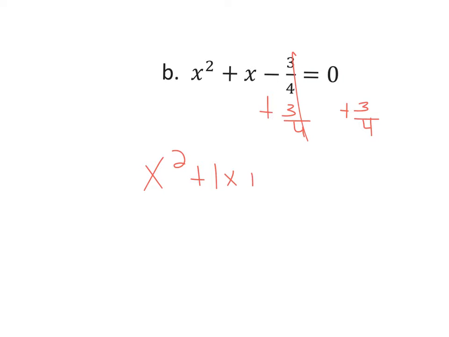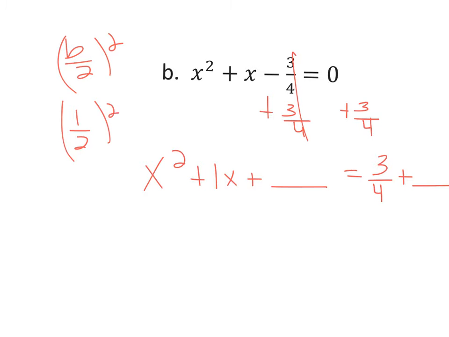Plus 1x. Sorry, I'm just doing that, and I'm doing it because you're going to need to know what b is to get the magic number. So remember, the magic number formula is this. So it'd be 1 divided by 2 and squared. That would get you 1/4. So 1/4 is your magic number.